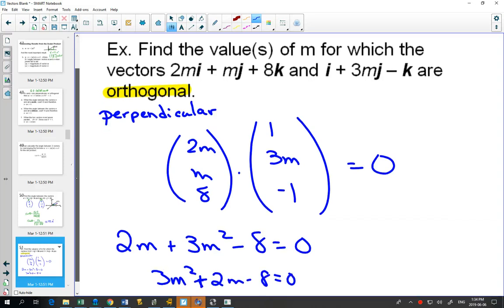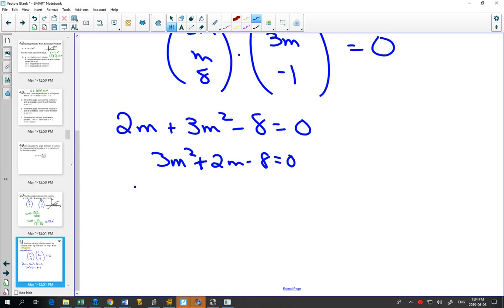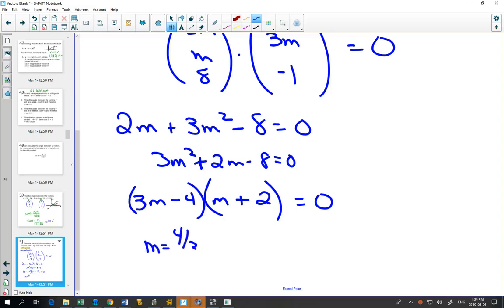And to solve this equation, we can either use the quadratic formula or factor. If it factors, it would have to be 3m and m. 2 and 4, outside 6, inside 4, outside positive 6, inside negative 4. Check to see that it all works out, and it does. So that means that m could equal 4/3 or m could equal -2.